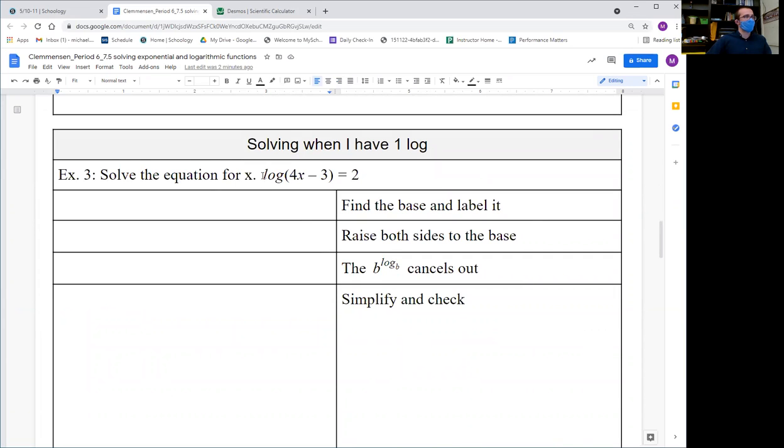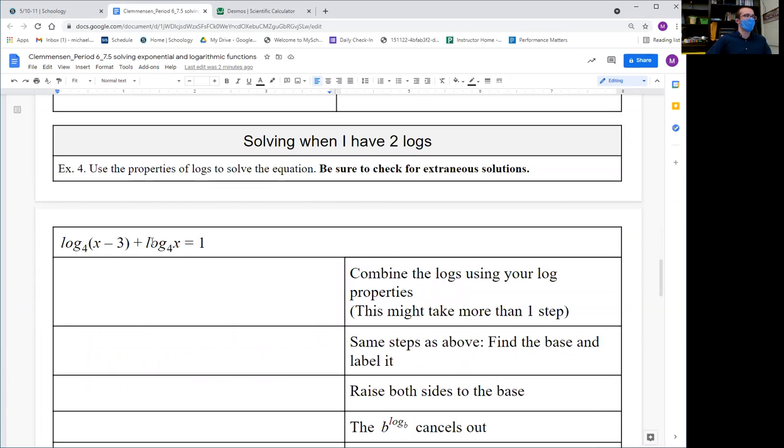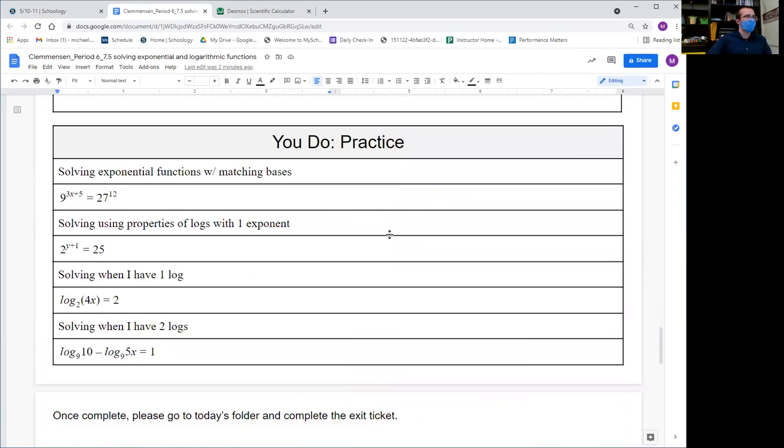We're going to be talking about how to solve when we have one log, and then how to solve when we have two logs. Throughout this process, we're going to be doing something a little bit different, in that once we complete one of the problems up above for that section, we're going to come down to the you do section and complete that problem. I'm going to give you some time to work on it, and then we're going to go over that problem afterwards. So hopefully by the end, we'll have all of our you do problems done, and you'll be ready for the exit ticket.